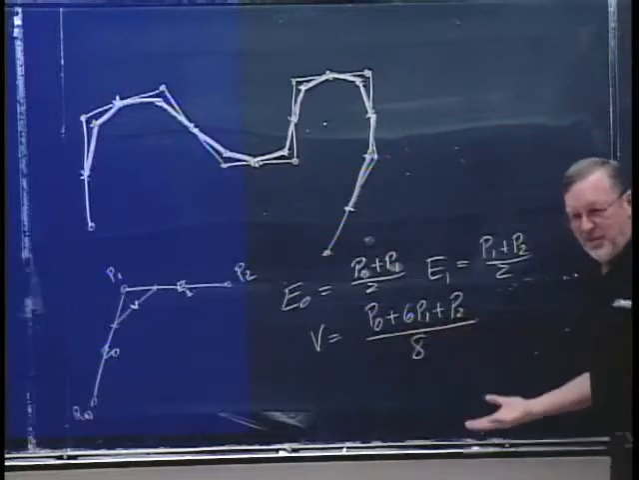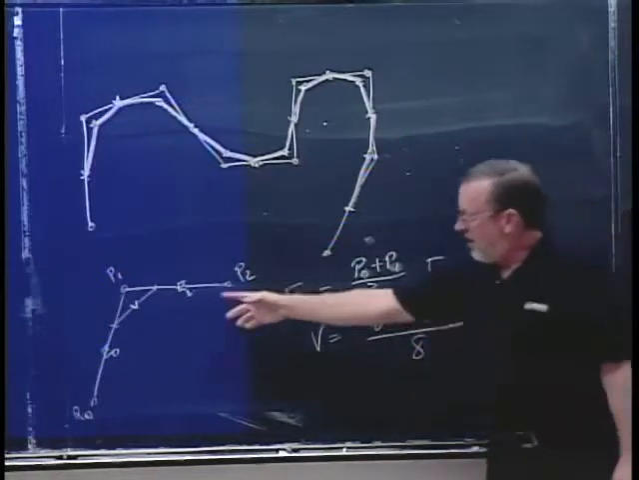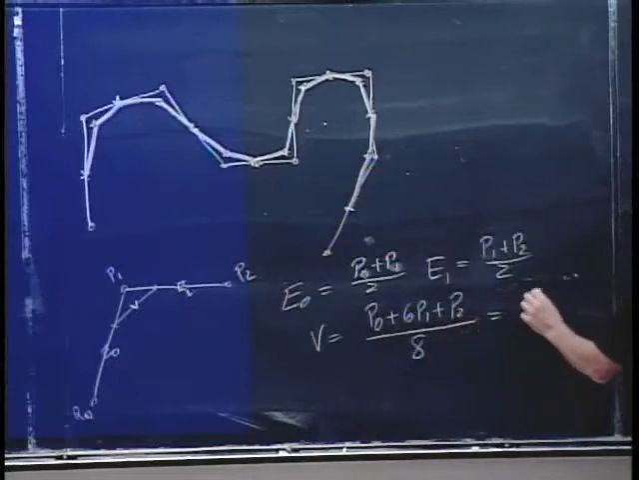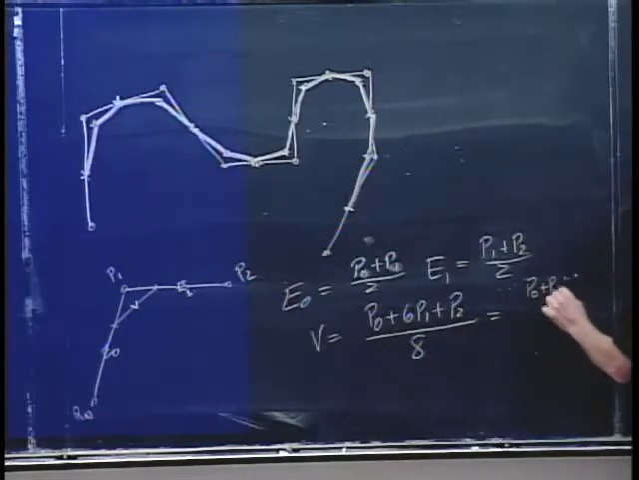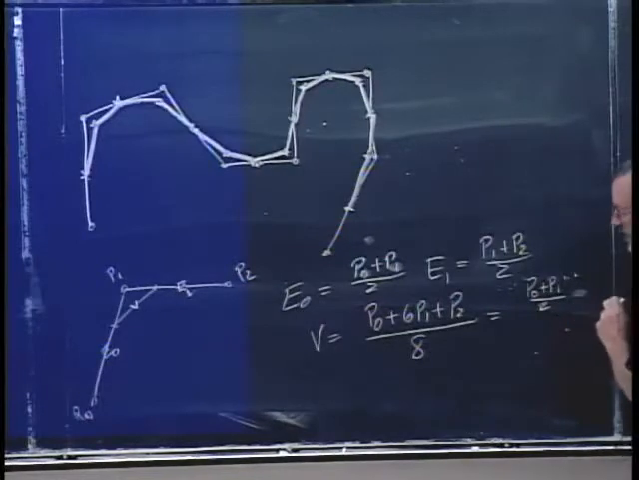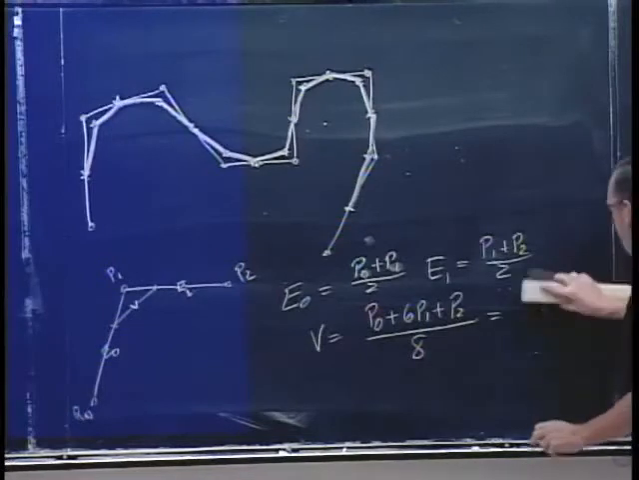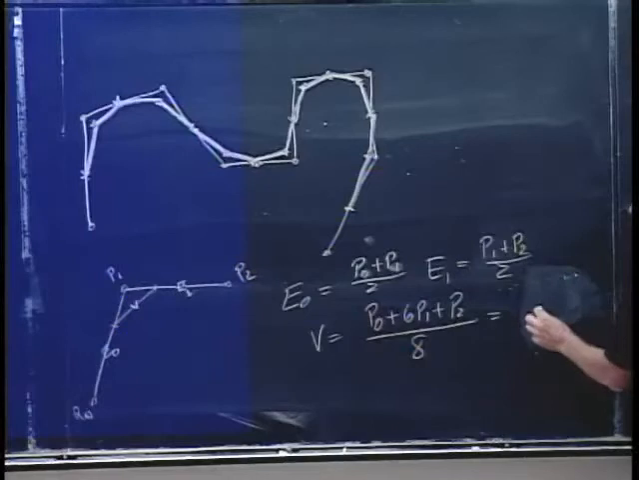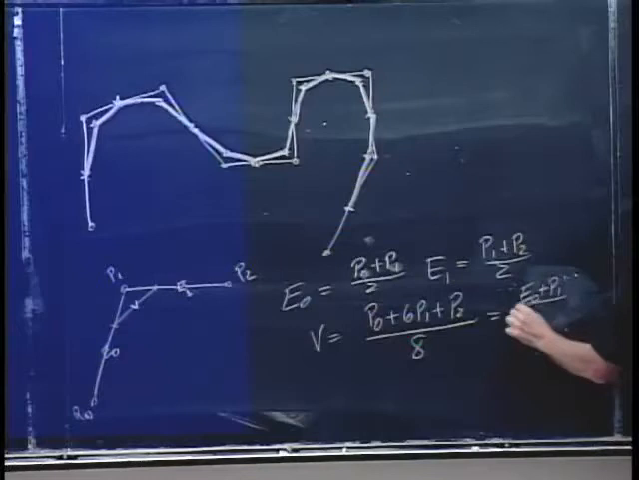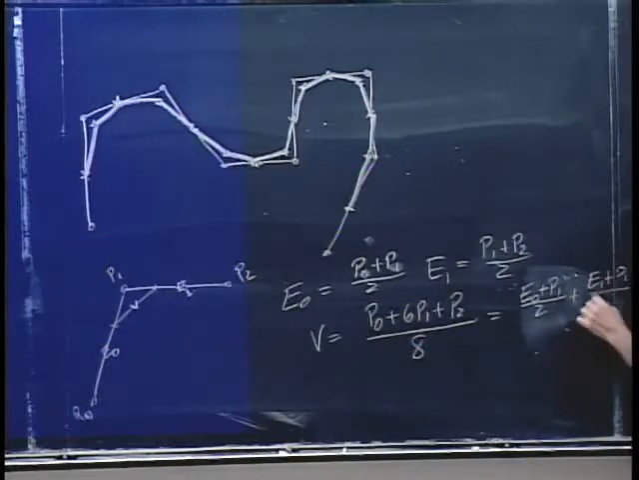You have to take a yellow sheet of paper to work this out to figure out it's really this, which is E0 plus P1 over 2 plus E1 plus P1 over 2. Take the midpoint of those guys.